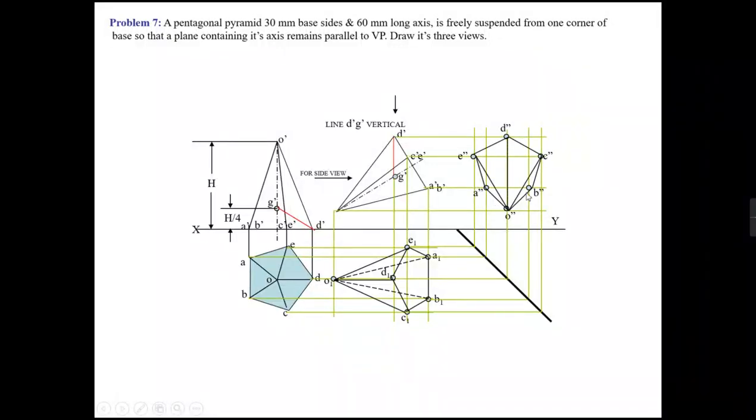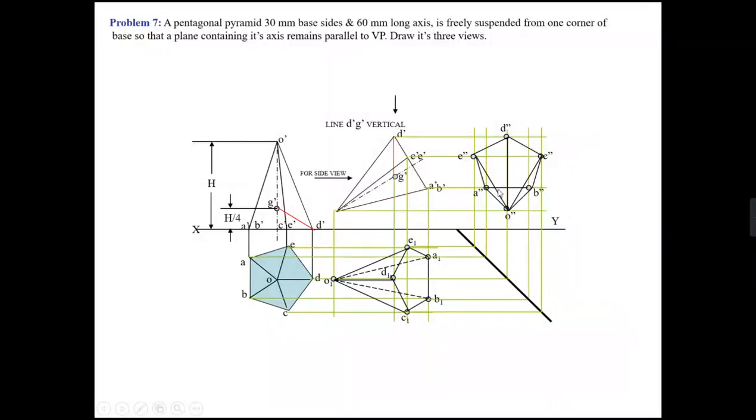The only portion that is remaining is AB. So I will join AB with the help of a dash line. Here it is marked with a solid continuous line. That is wrong. It should be a hidden line, meaning a dash line.